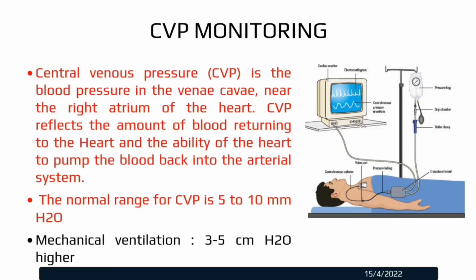The normal range of the CVP, the central venous pressure, is 5 to 10 mm H2O. In mechanical ventilation, the central venous pressure is 3 to 5 cm H2O higher.